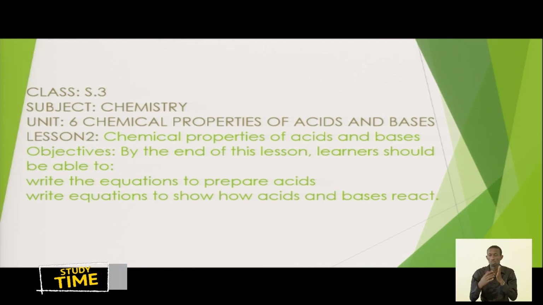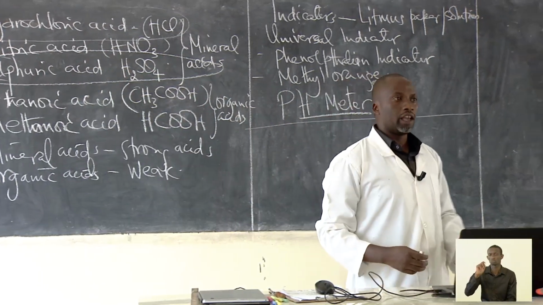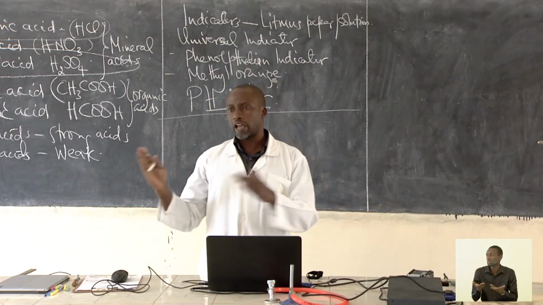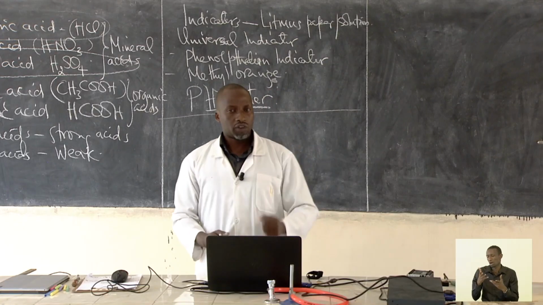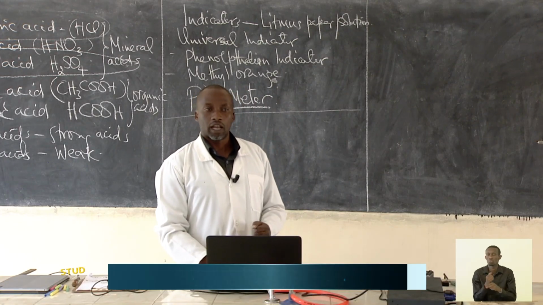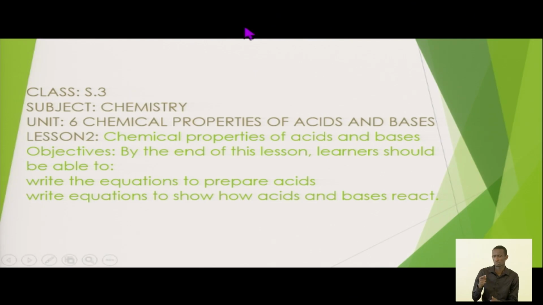We'll start with, for example, in the chemical properties, how sulfuric acid is prepared, how hydrochloric acid is prepared, how nitric acid is prepared. Maybe we may not be able to look at all the other acids, but we'll look at the preparation methods for the acids, and then look at the chemical properties. Before we look at the chemical properties, we should be able to prepare them. Then we'll be able to write equations to show how these acids and the bases react.